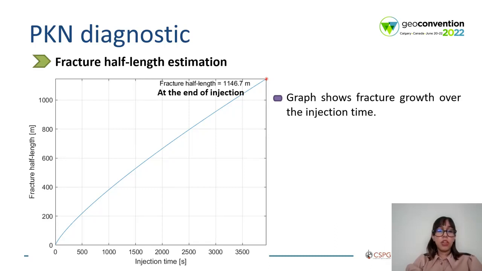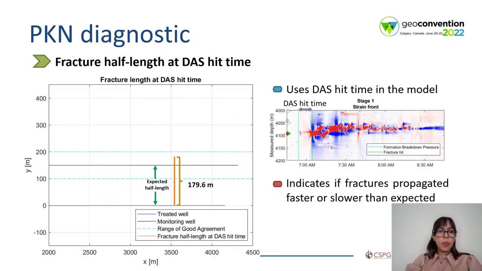This plot shows the fracture half length growth during the injection, and the fracture half length at the end of the injection is displayed. Then we use the Perkins model to estimate the fracture half length at the DAS front hit time. According to the strain fronts, it is at this time that the fracture intercepted the monitoring well, so we expect that the fracture half length will be at the monitoring well at this time. If they are not, this will give us an indication that something unexpected happened in that stage.